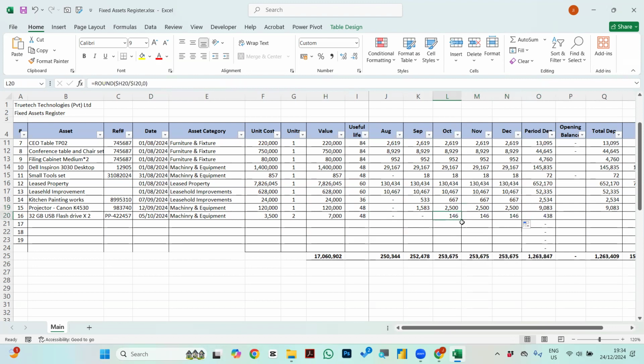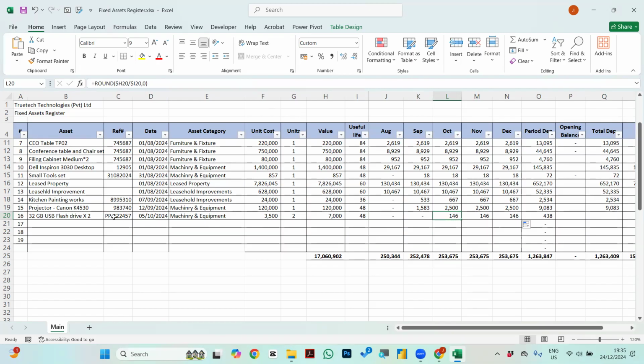But in October, we bought it on the 5th. That means we did not use it for 4 days. So out of 31 days, we only used it for 27 days. So we have to calculate for 27 days. Now we have calculated here simply by dividing the value by the month. So you divide H20 by the month I20, and you get the monthly depreciation value.